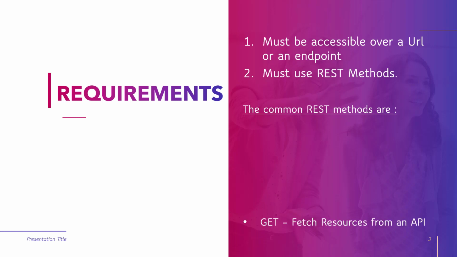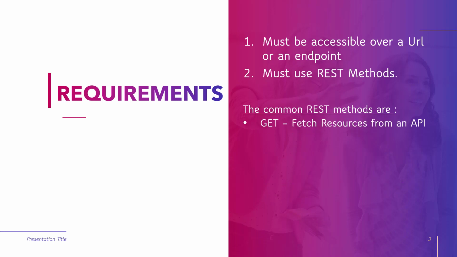So the common REST methods are: number one, GET. If you want to fetch data from the API, you use GET. So data that has been sent via the REST protocol, you can use GET to get that data on the other application. If you want to create a resource that will be transferred across the REST protocol, then you can use POST. POST will be used to create a resource from the API.